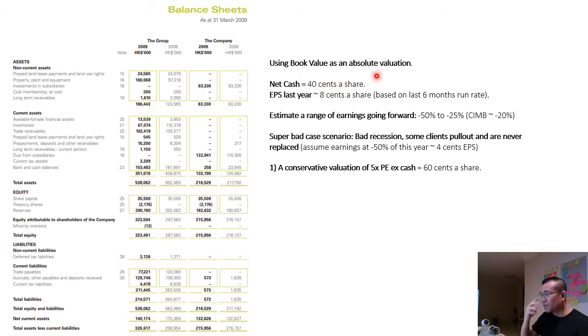So assume that I'm buying this company, and if I buy the whole company, I can strip off the cash for myself, right? So I'm actually buying the business itself for 20 cents a share. 60 minus 40 cents, 20 cents. How long will it take for me to break even on my 20 cents? At 4 cents a share, it takes only 5 years to break even. So that means this is a 5 times PE ex-cash valuation. At 5 times break even, which is very conservative, that's a valuation of already 60 cents per share.